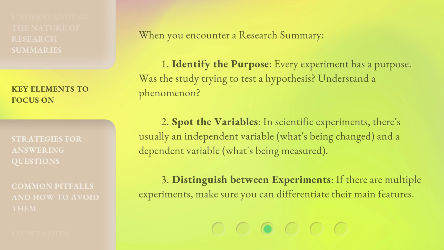When you encounter a research summary, 1. Identify the purpose. Every experiment has a purpose. Was the study trying to test a hypothesis? Understand a phenomenon? 2. Spot the variables. In scientific experiments, there's usually an independent variable, what's being changed, and a dependent variable, what's being measured. 3. Distinguish between experiments. If there are multiple experiments, make sure you can differentiate their main features.